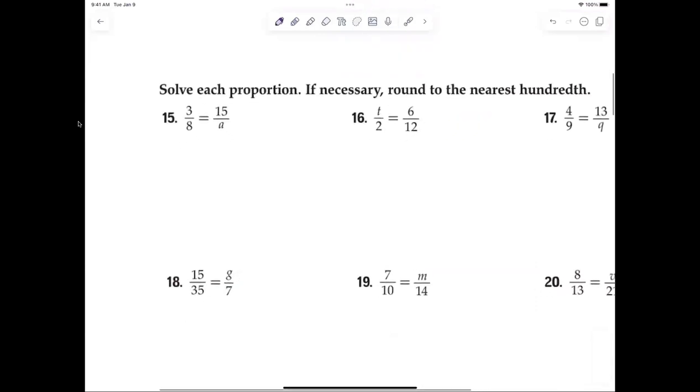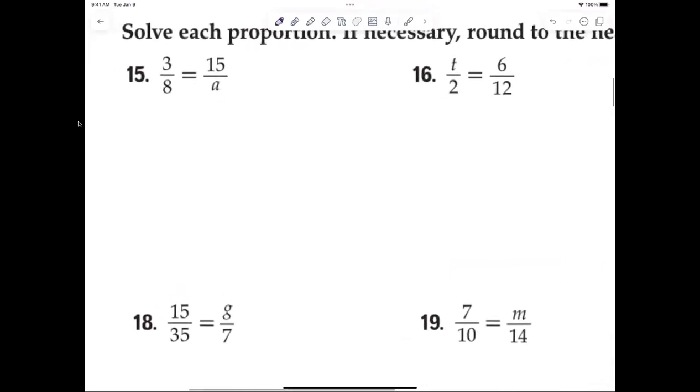Does anybody remember back in 5th grade how you solve a proportion? How did I teach you? So you multiply 8 times 15 divided by 3. Yes, you just cross multiply and divide because you didn't know how to do what? Algebra. Now you know how to do algebra. You just say, what's 3 times a, guys? 3a equals, what's 8 times 15?